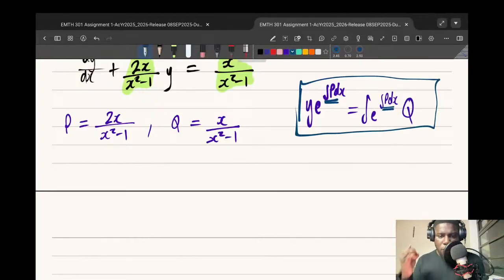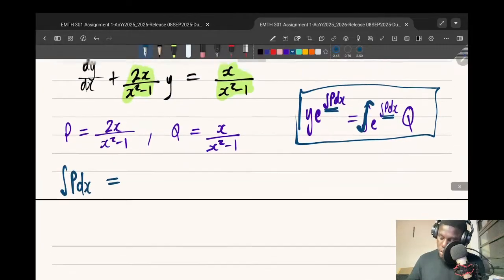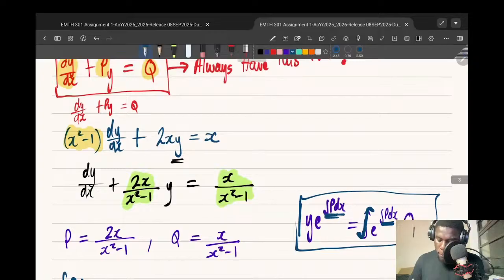But you need to find what you're going to put as the power of e. And don't leave this integration sign. If you leave it, it's over. So integral of p dx is going to be this guy, which I'm going to put as the power. Integral of p. I found my p, I found my q by knowing the form, by knowing that this thing is in this form. For me to find my p and my q, I put it in that form. I found p and q.